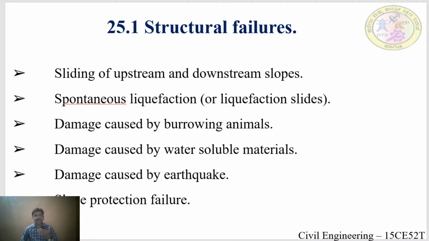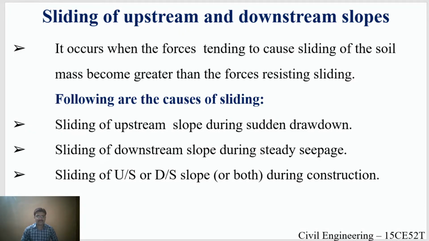Now we'll discuss in brief about the structural failures. The first one is sliding of upstream and downstream slopes. Second one is spontaneous liquefaction or liquefaction slide. Third one is damage caused by the burrowing animals. Fourth one, damage caused by water soluble materials. Next, damage caused by earthquake. Last, slope protection failure. Now first, we'll start with the sliding of upstream and downstream slopes.